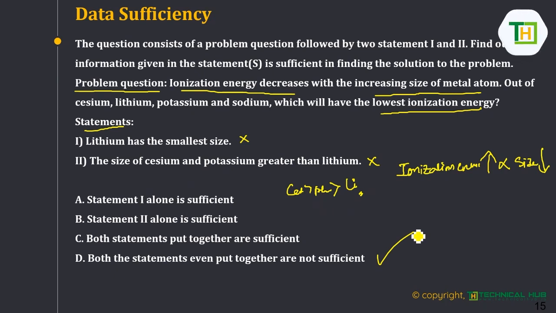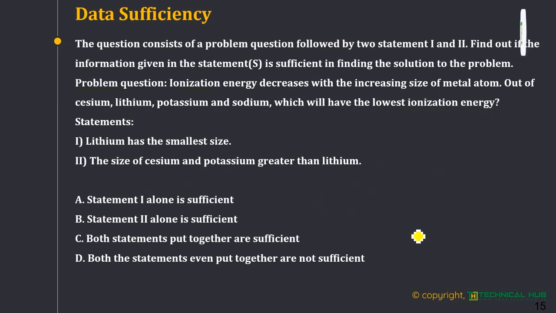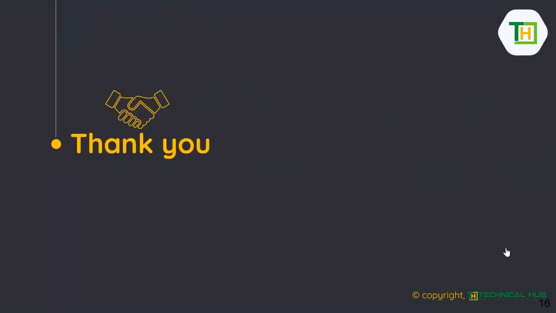Okay, understood everyone? Yes. So if statement 1 is wrong, in that case combine both the statements. If statement 1 is right, do not combine the second statement. Clear? Yes. So finally the answer is: both the statements even put together are not sufficient. Thank you, everyone. Yes, option D is the right answer.